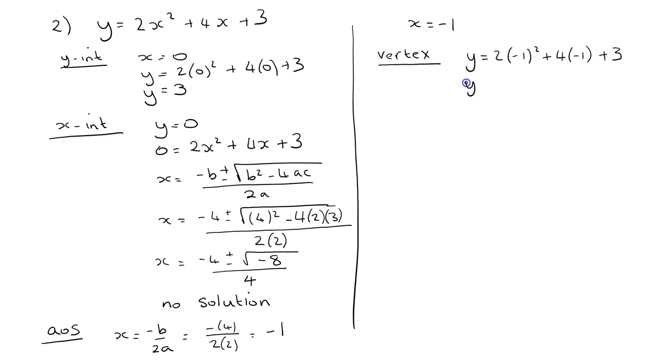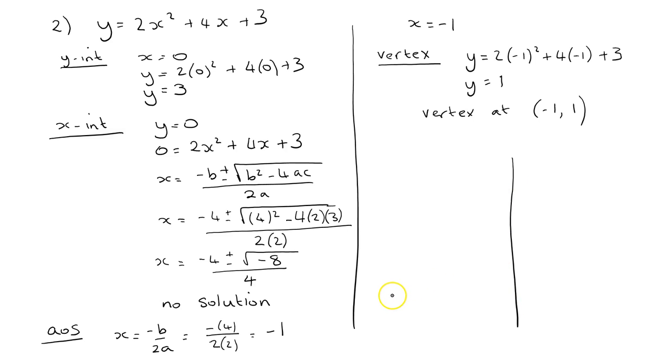And we get y is equal to 2 minus 4, which is minus 2, plus 3, which gives us y is equal to 1. So our vertex is at x is equal to minus 1, y is equal to 1. We can now go ahead and sketch this with the information that we've got.